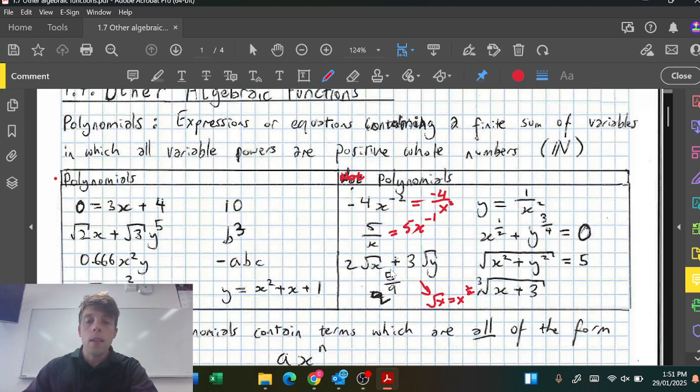Same with this one. Here we have the power of a fraction, also not a polynomial. This one here, again, that's the same as before. This is just x to the power of -2, not a polynomial. You might argue with this one here, by the way, that we could rearrange this equation, and we could say that this could be written as y times x squared is equal to 1. So what's the issue here?